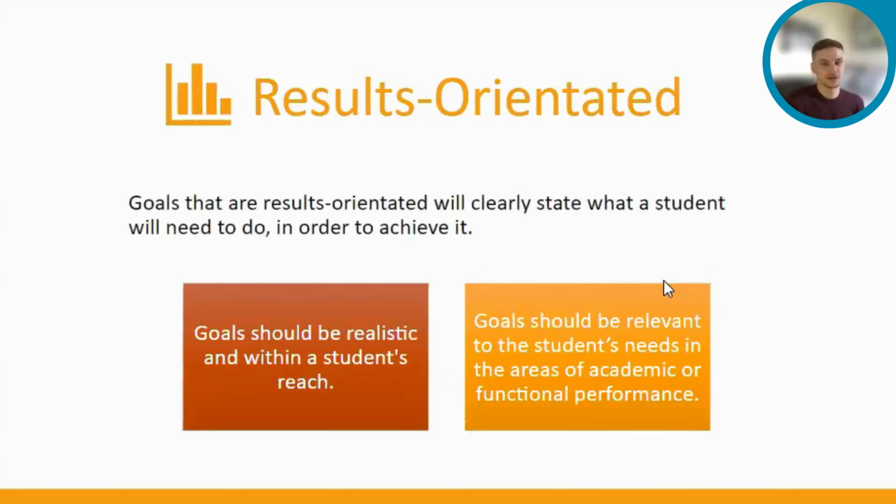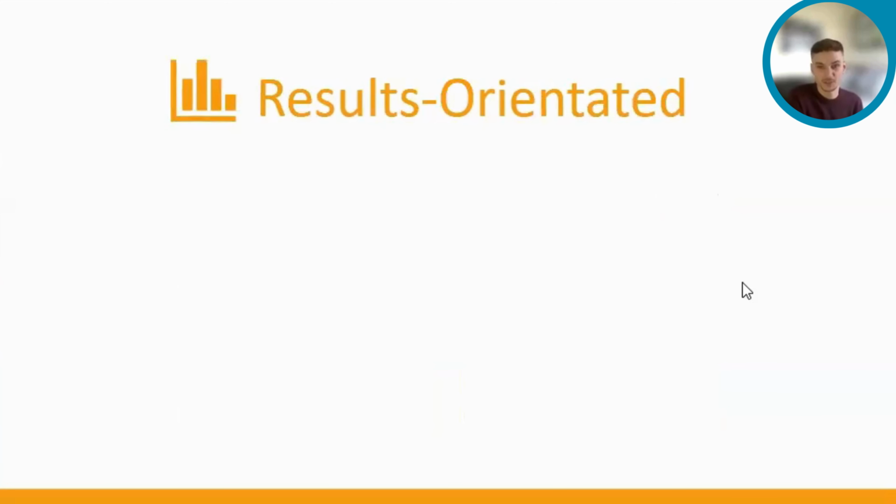So the R stands for results oriented. Goals that are results oriented clearly state what a student will need to do in order to achieve it. So goals should be realistic and within the student's reach, and this should be relevant to the student's needs in areas of academic and functional performance. So the goal should make sense. If your kiddo is struggling in reading, but they're excelling in math, you wouldn't have a math goal there. It should be really relevant to the student's academic and functional needs.